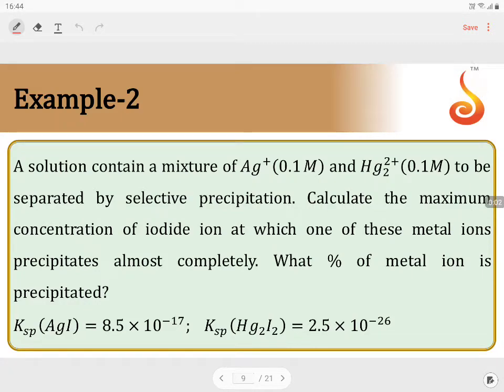A solution contains a mixture of Ag+ and Hg2 2+ to be separated by selective precipitation. Calculate the maximum concentration of iodide ion at which one of these metal ions precipitates almost completely. What percentage of the metal ion is precipitated? Ksp is given for AgI as 8.5 × 10^-17, and for Hg2I2 as 2.5 × 10^-26.